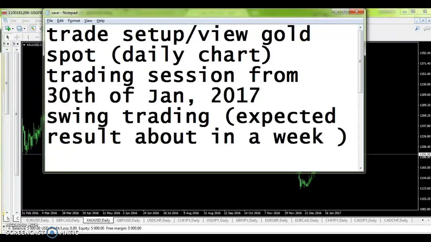Today's video is about a trade setup, a view of gold spot. This would be applied on a daily chart. Remember, this is for trading sessions starting from the 30th of January 2017 onward. This trading setup may be called a swing trading setup, right? And the result may be expected in about a week.